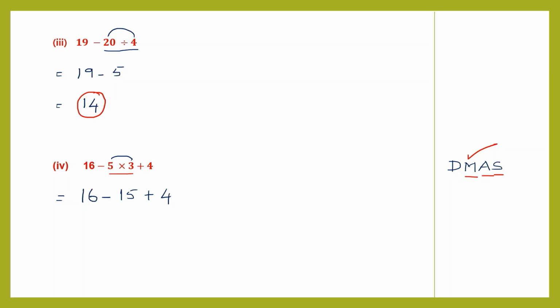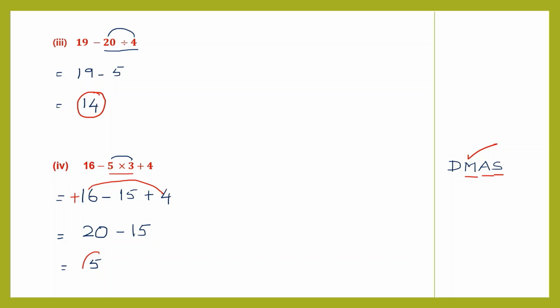So now we have addition and subtraction. When you have addition and subtraction, do the addition first. Now 16 has a plus sign. 16 plus 4. I have taken the numbers which have the same sign. So 16 and 4 have the plus sign. So I'm adding 16 plus 4. 16 plus 4 is 20. 20 minus 15. So 20 minus 15 is 5. So the answer here is 5.